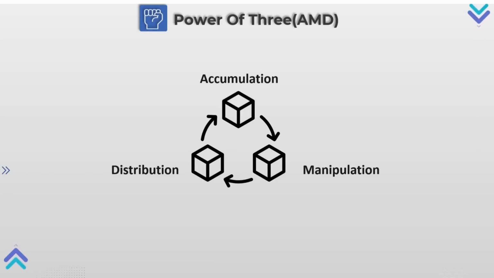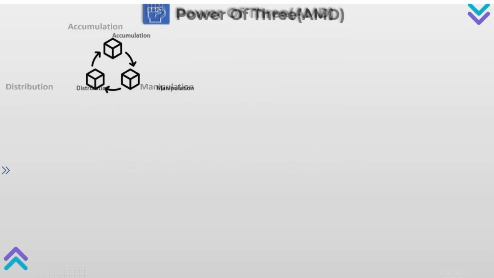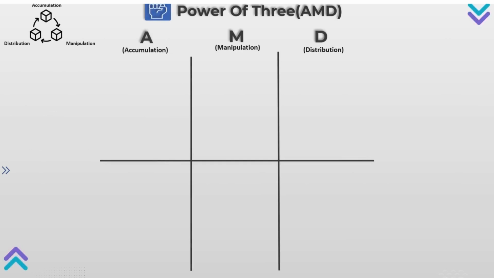Price is always cycling through these phases. Imagine it like a never-ending loop. First, the price accumulates, then it gets manipulated, and finally, it's distributed before the whole process starts over again. This pattern is what we call the power of three, and it's basically the heartbeat of the market.